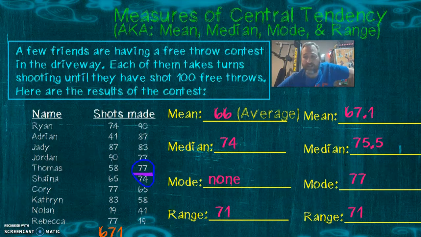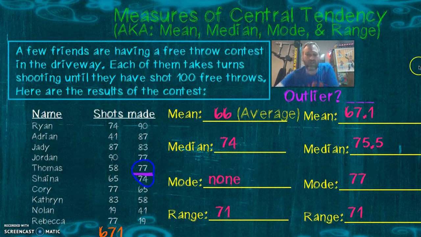Now, the last thing we can look at is this. Is there an outlier? So what's an outlier? An outlier would be any number that is way outside of the data, that isn't the same as the rest of them. That's kind of messing up averages, so to speak. Do you see a number in the set, or we can use this one now that we added Rebecca, that is way different than the others? Yes, if you said 19 is way different, then that's true. That's considered an outlier. Nolan had 19.